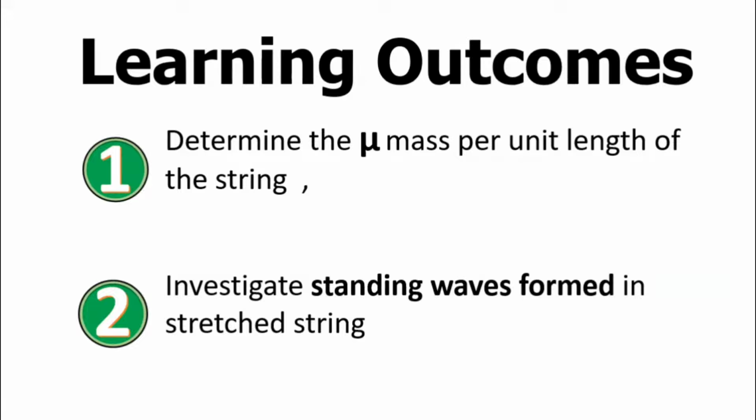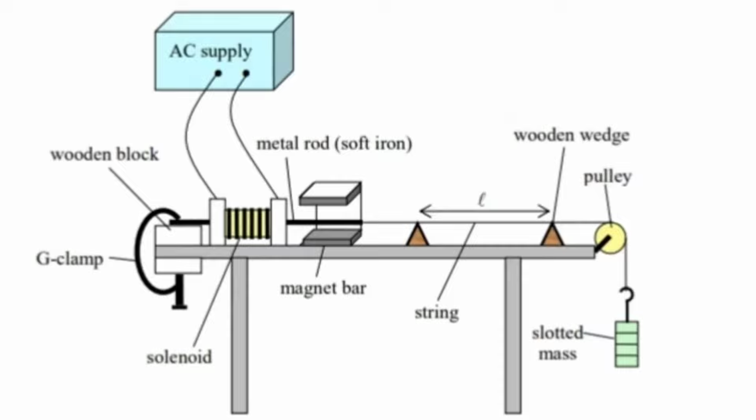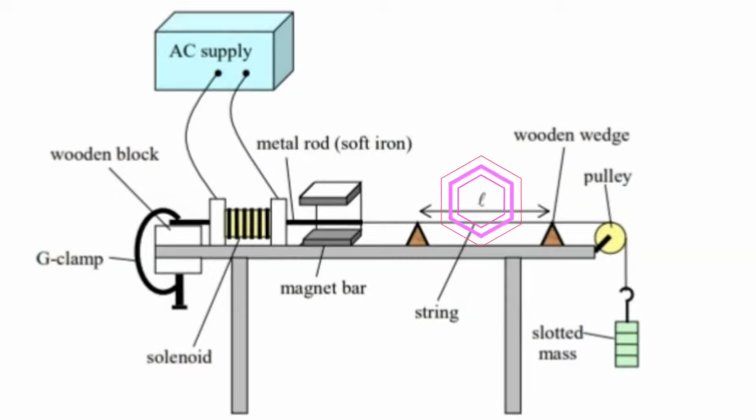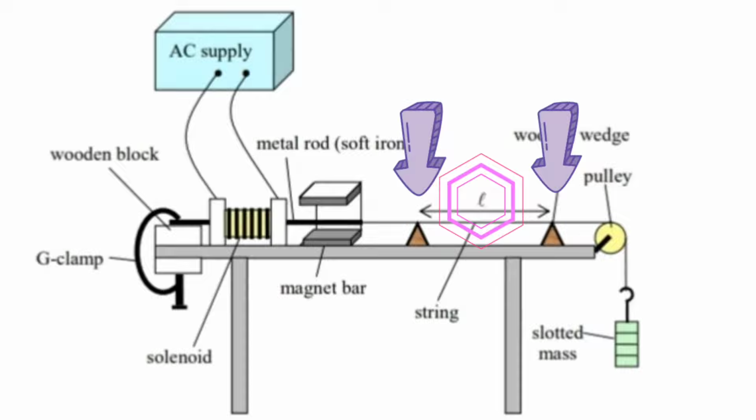In this experiment, we are going to look for the value of mu, mass per unit length of copper wire, by manipulating the mass of the slotted mass and investigating standing waveform in a stretched string. Check out figure 6.1 in the manual. Mark the position of two consecutive nodes with a wooden wedge and measure the length L.